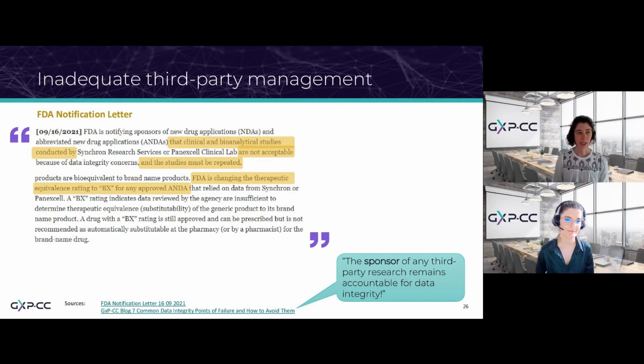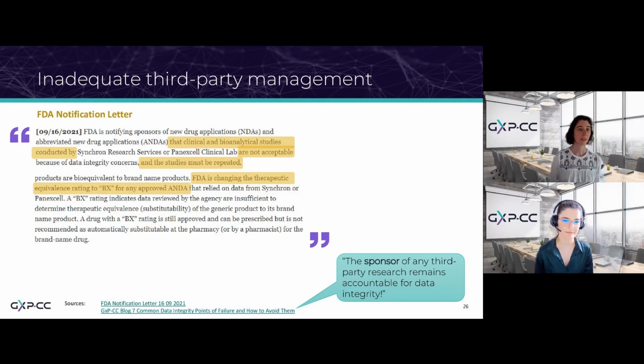And our last challenge we're going to share with you today is inadequate third-party management. This is a bigger one than it might sound like. In this example, we have a notification letter from the FDA. These are public letters that the FDA will post on their website as a kind of broad public communication on an issue rather than a targeted warning letter.